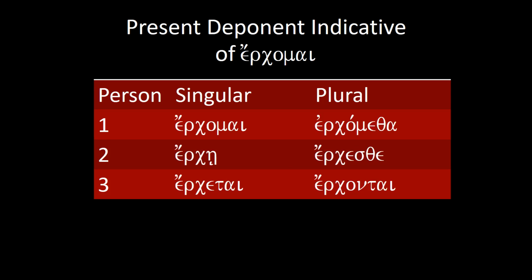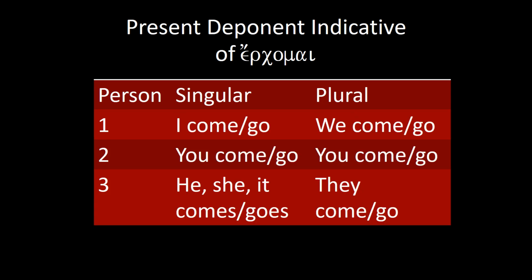Another very common deponent is erchomai. Erchomai means I come or I go. Particularly in the Gospels and in Acts, we would expect to see this verb a lot. Erchomai, erche, erchetai, erchomatha, erchesthe, erchantai. I come or go, you come or go, he, she, or it comes or goes, we come or go, you come or go, they come or go.